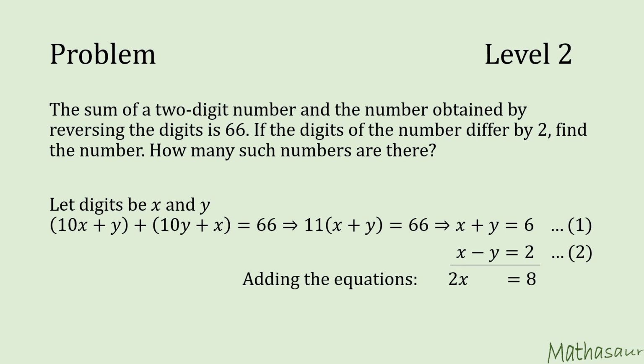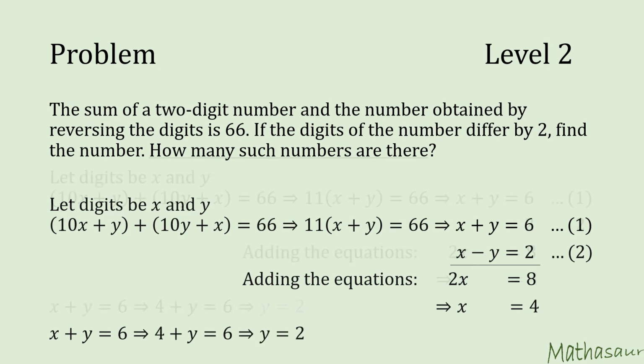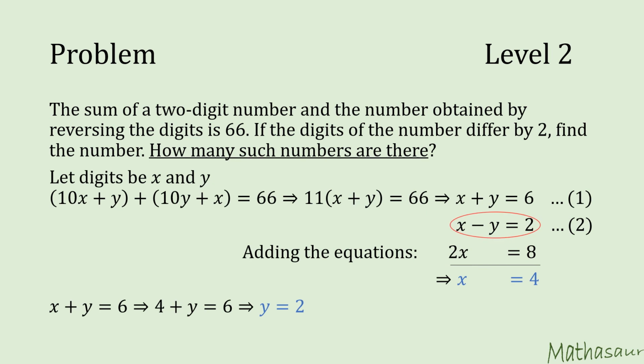Upon adding, we get 2x equals 8. We just use the elimination method. Simplifying, we get x equals 4. Now let us put this value of x in one of the equations. And we get y equals 2. Now we used x minus y equals 2.